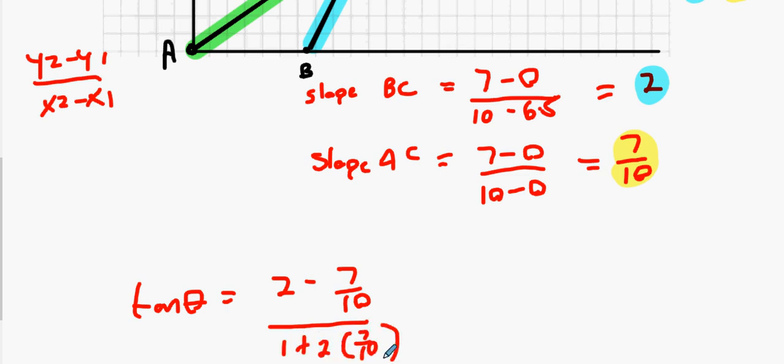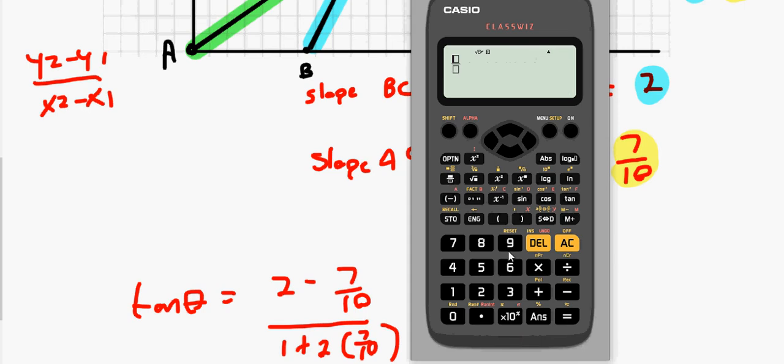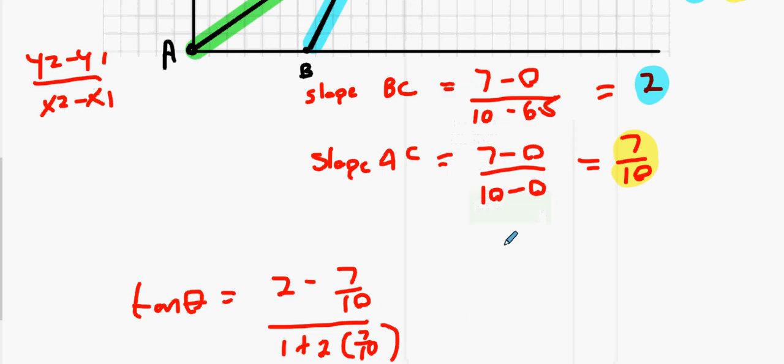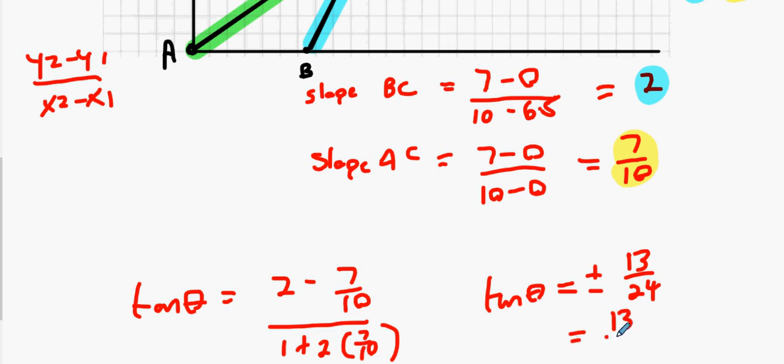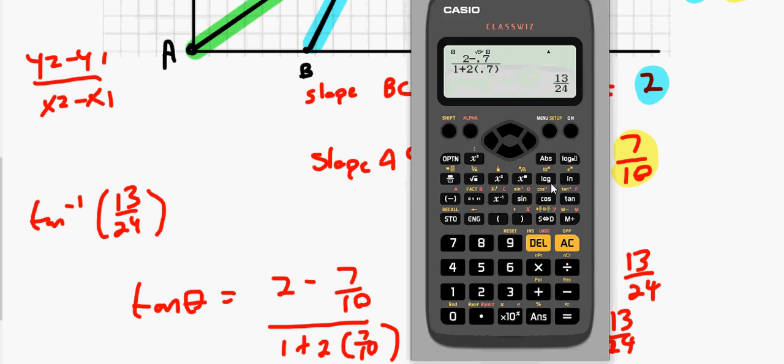Now I'm going to let my calculator do all the work for me. 2 minus 7 tenths, which is 0.7, and 1 plus 2 times 7 tenths, which is 2 times 0.7. Enter, we get 13 over 24. So tan theta equals plus or minus 13 over 24. I'm looking for the plus version because I want it to be an acute angle. So I'm going to do tan inverse 13 over 24. Shift tan inverse 13 divided by 24. We get 28.44 degrees.